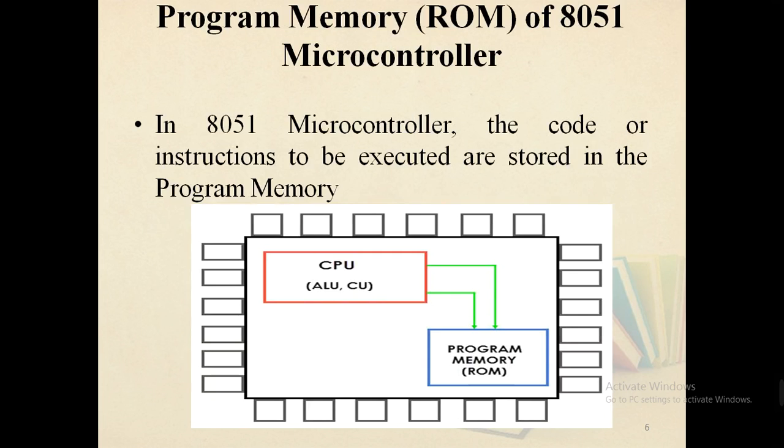Coming to the internal program memory, sometimes it is also called ROM. In the 8051 microcontroller, the code or instructions to be executed are stored in the program memory, which is also called ROM. The original 8051 microcontroller has 4 kilobytes of internal ROM.